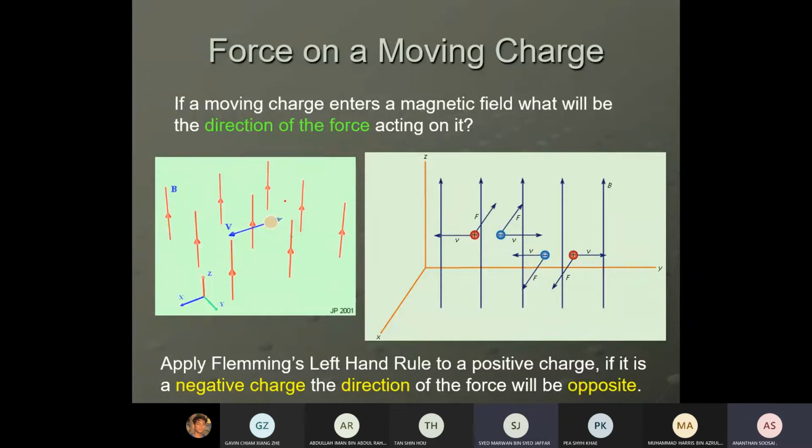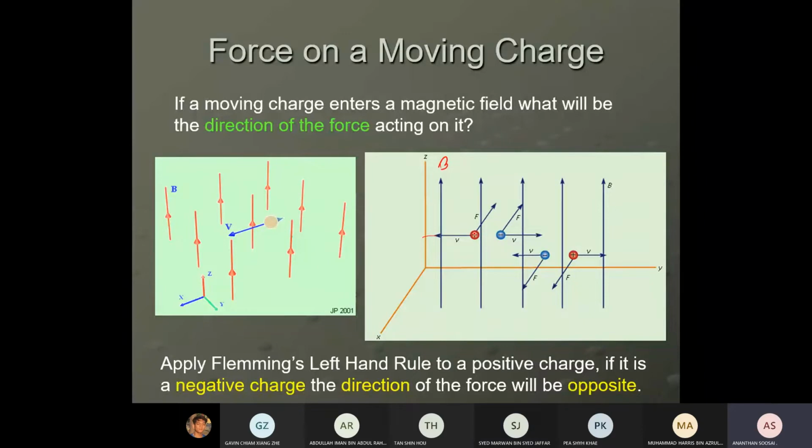The magnetic field will be exerted on a charged particle too. You see the second diagram here, positive charge. The positive charge is moving to the left. Magnetic field is upwards. B is upwards. Which direction is the force experienced by the positive charge?